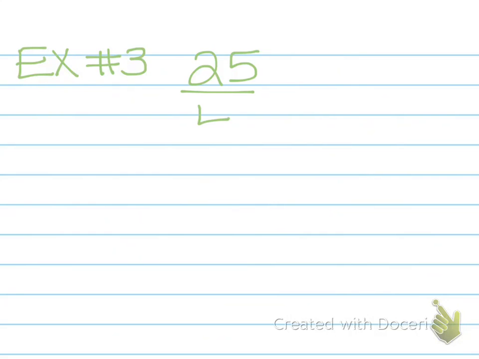All right, let's look at our third example. If I gave you the square root of 25 over 4, well, 25 over 4 can't be simplified as the fraction, but it can be simplified because they're both perfect squares. So you take the square root of 25 and the square root of 4, and your answer is 5 over 2.